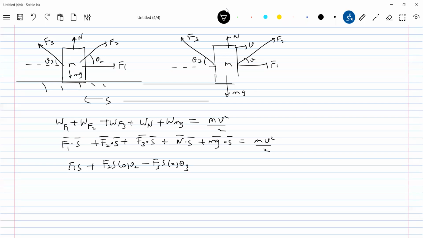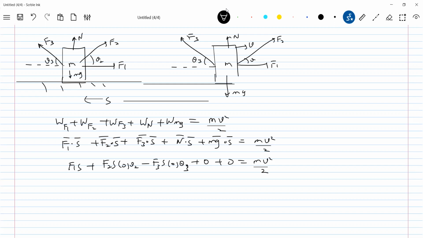Why negative sign? The simplest thing, F3 cos theta 3 will act opposite to displacement, no? Or the angle between F3 bar and S bar, how much is it? 180 minus theta 3. So solving this, and this will be 0. Why 0? The angle between N bar and S. This is one method. So look at this, this is one way.